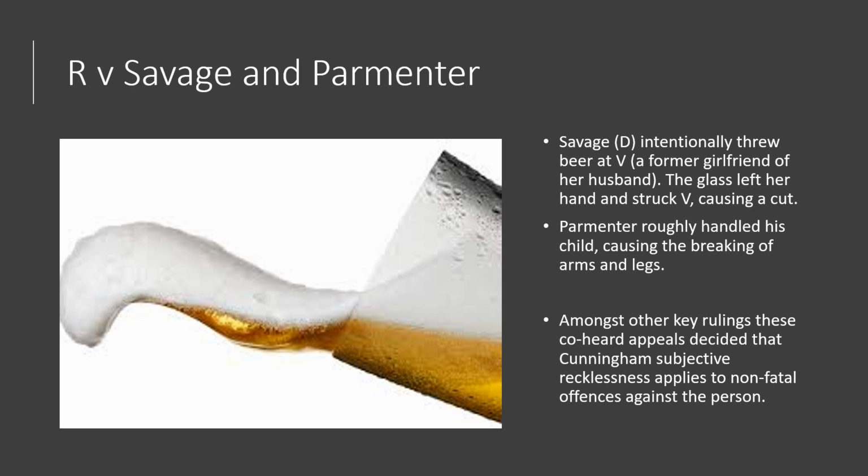So in Savage and Parmenter, this was a joint appeal, 2 separate cases, but with similar point of law. Now, Savage intentionally threw beer at a victim, but the glass left their hand and struck the victim, causing a cut. In the other case, Parmenter roughly handled his child, causing the breaking of arms and legs. Now, there were lots of other key rulings, but these co-heard appeals decided and confirmed that Cunningham's subjective recklessness applies to non-fatal offences against a person. So this is what we use going forward.